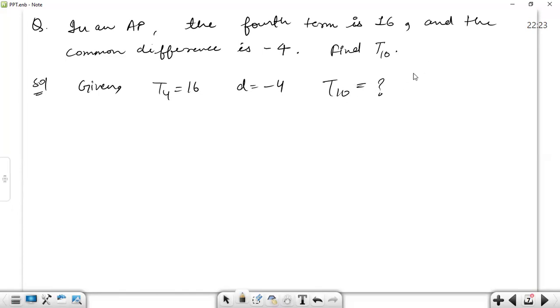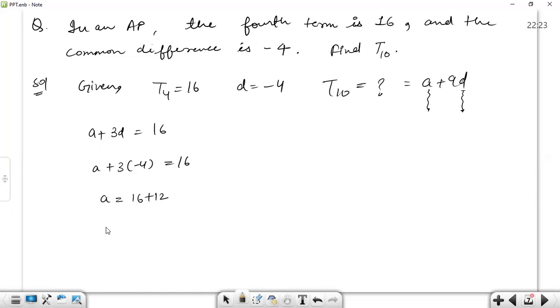Okay, for finding T10, what is T10? We apply the formula A plus 9d, right? So for finding the 10th term, we have to find the first term and the common difference. So as we know, T of 4 is A plus 4 minus 1, 3d, which is 16. And d is given to us, which is minus 4. So A plus 3 into minus 4 is equal to 16. That becomes A minus 12.